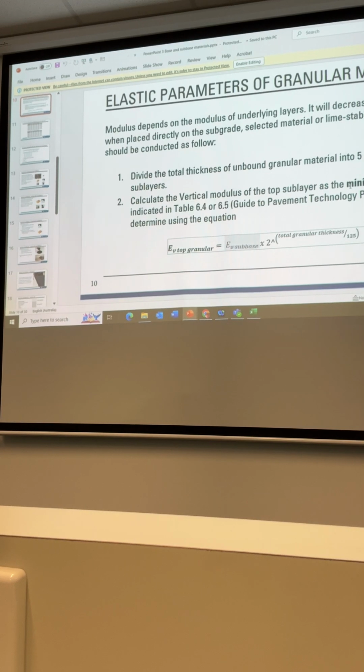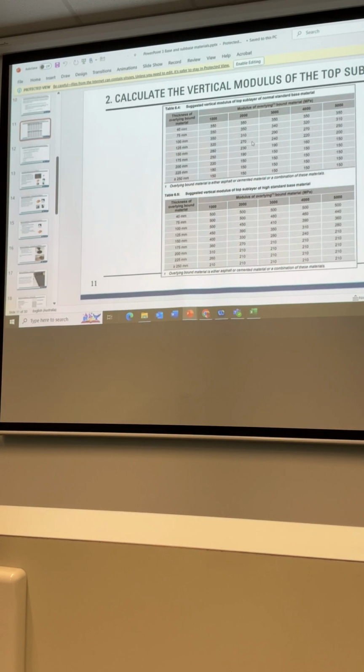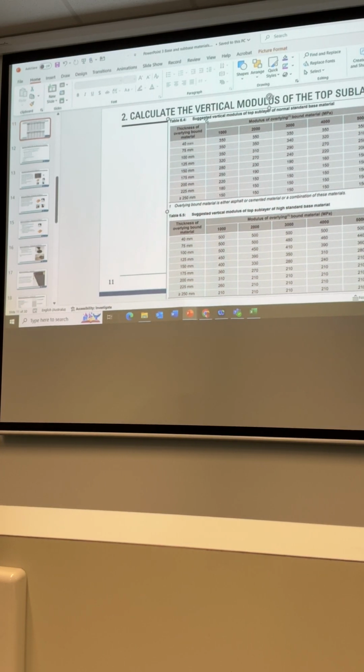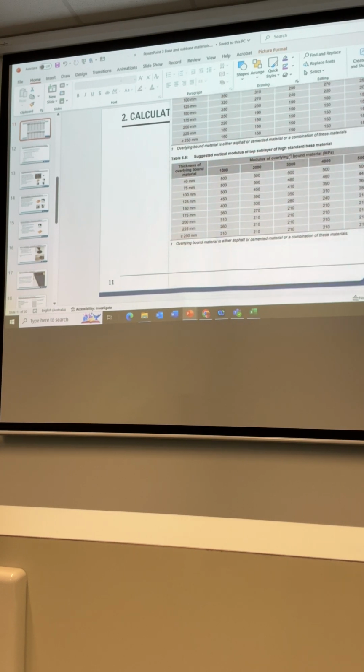So, what are we going to do? We are going to use table 6.4 or 6.5. And I'm going to look to the tables. Table 6.4 says that is the suggested vertical module of top sublayer for normal standard base material, and table 6.5 is the suggested vertical module of top sublayer of high standard base material. So the difference between this one and this one is in this one is normal and this one is high standard. Which one is the material that we have? High. So I will be using table 6.5, right? So table 6.5.